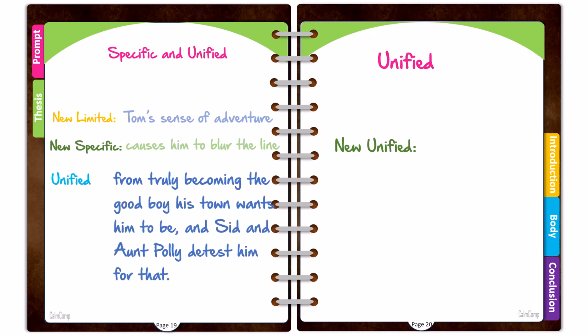Going back to my fact-checking, I went through the book and didn't find any striking passages where Sid and Aunt Polly openly described having hate for Tom. We don't have enough evidence to support what we want to say there. So this unified is not only not matching up with the themes we've established, but also it's just not factually correct. We're going to have to toss this one in the bin.